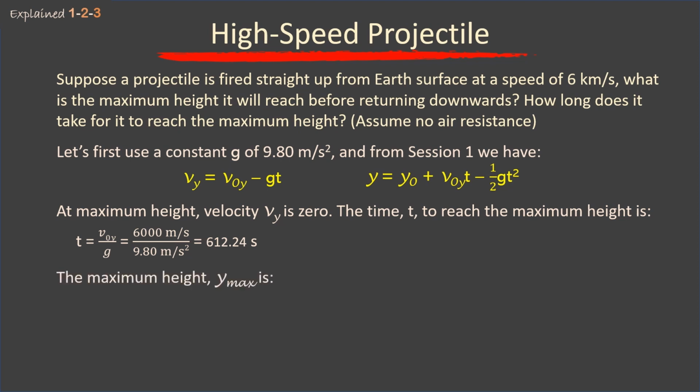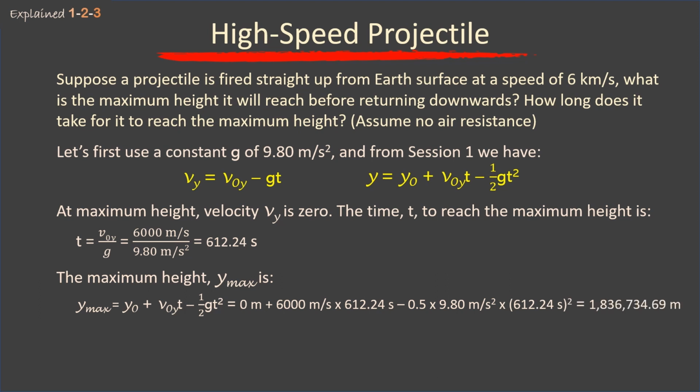Knowing the time to reach the maximum height, we can now use the second equation above to find what the maximum height is. It equals 0 meters, the initial position, plus 6,000 meters per second, the initial velocity, times 612.24 seconds, minus 1/2 of 9.80 meters per second squared times the square of 612.24 seconds. This comes to approximately 1,836,735 meters. A quite large number.